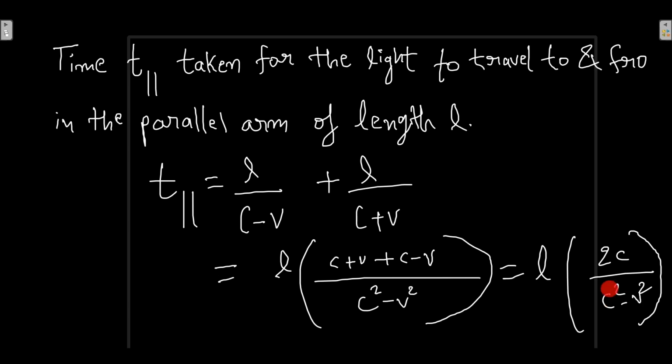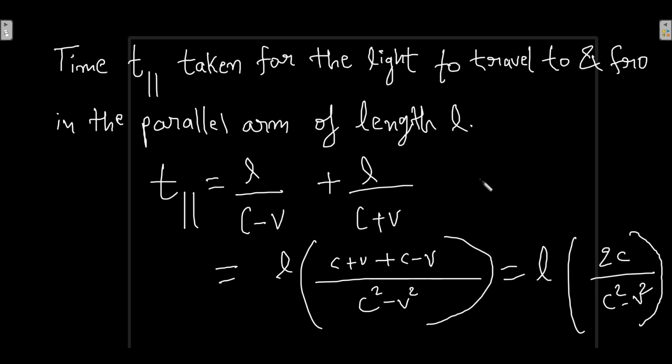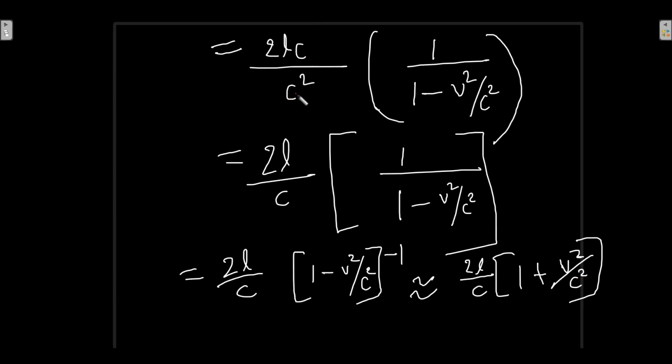Now let us take c square common outside from here. So it will be 1 minus v square by c square, and c square will come over here. 2c has been written along with this, and c square has been taken common outside. So it will be 2lc divided by c square multiplied by 1 divided by 1 minus v square by c square.